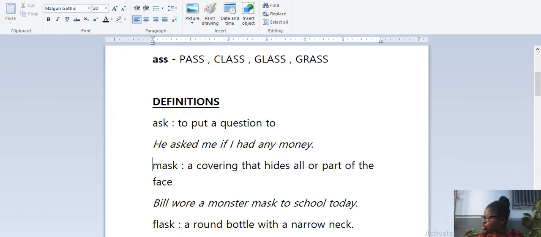Those who work in septic tanks and sewage companies, companies that clear waste, you see that they wear nose masks covering their noses so that they don't have to inhale all the smells. So a mask is basically a covering that hides all or part of the face. That's it. So our sentence here is, Bill wore a monster mask to school today.